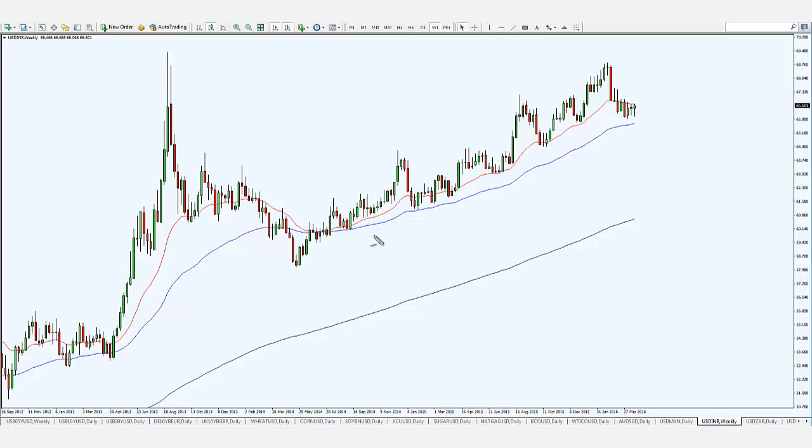You also notice that the red line here is the 20 period moving average, the blue line is the 50, and it's currently acting as dynamic support. It's an area where buyers like to step in and push price higher.